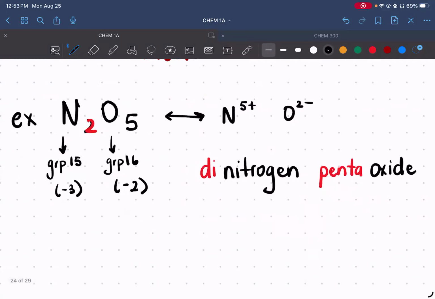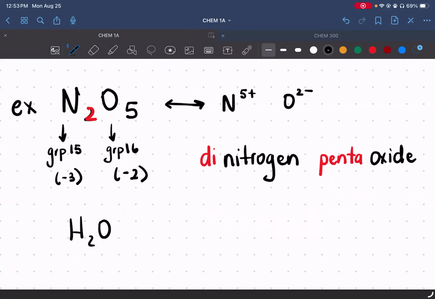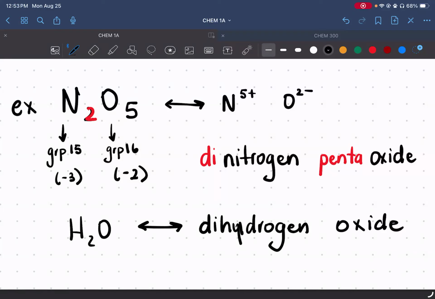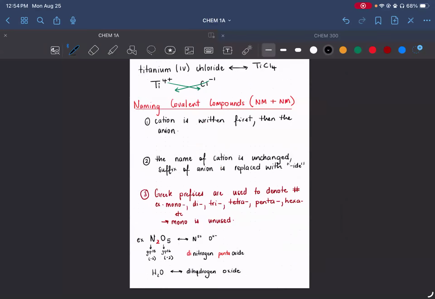What about something like H2O, which we hopefully should all recognize as water? We don't even need to look at the charges. We can simply say this is dihydrogen oxide. And remember that mono is typically dropped. You could write dihydrogen monoxide. It would absolutely be correct. You just lose the couple seconds it took you to write the word mono. This is going from formula to name.